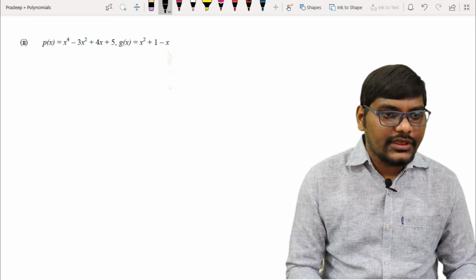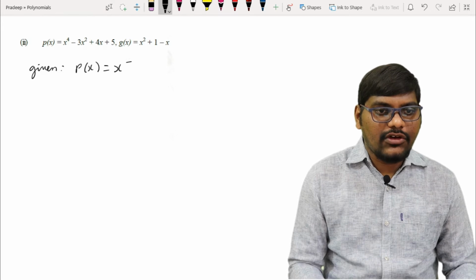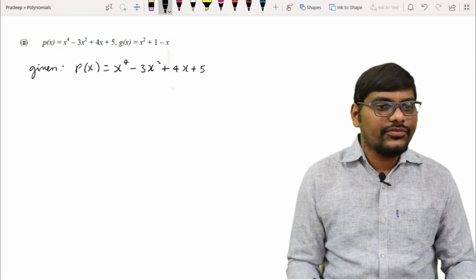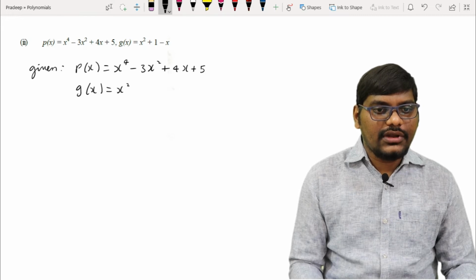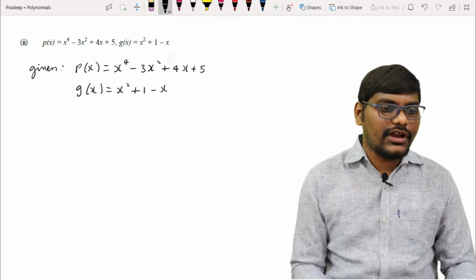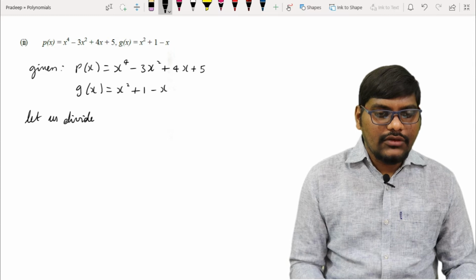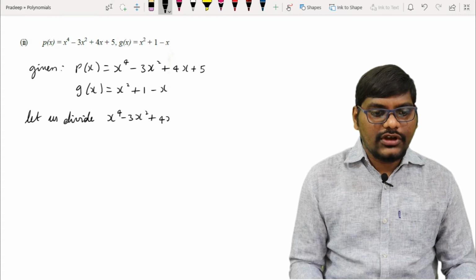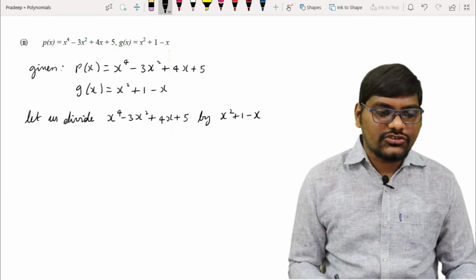So I can write given, that is p of x equal to x power 4 minus 3x square plus 4x plus 5. This is p of x. I will write g of x also. So that is x square plus 1 minus x. So we'll write, let us divide p of x, that is x power 4 minus 3x square plus 4x plus 5, by this g of x, that is x square plus 1 minus x. Okay, so let's go forward, we'll do it.